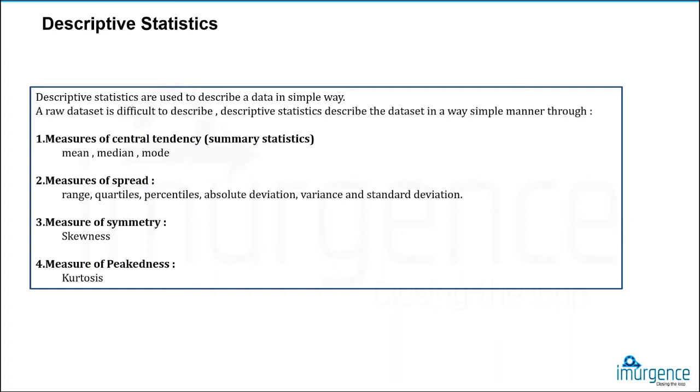And then there are measures of spread, which are also called measures of dispersion, wherein you have range, quartiles, percentiles, deviations, variance, and standard deviation. Then you have measures of symmetry and measures of peakedness. We'll talk more about this as we go forward.